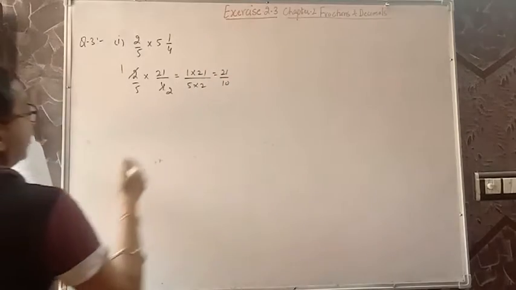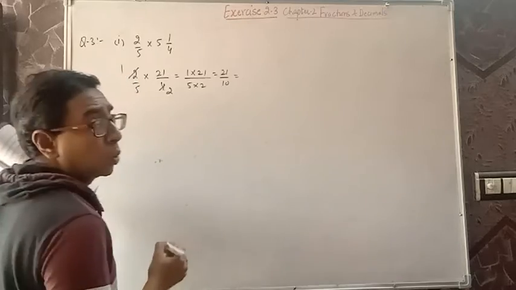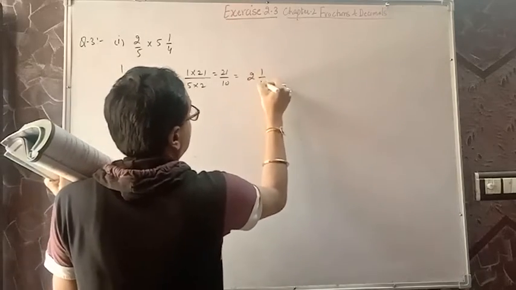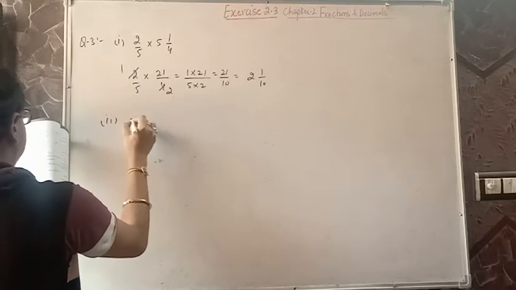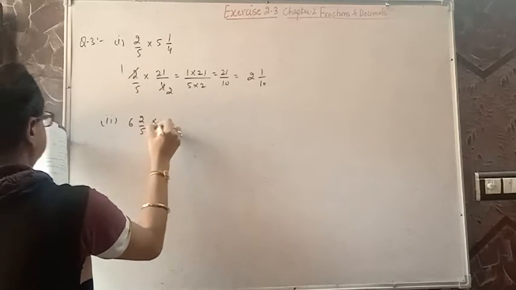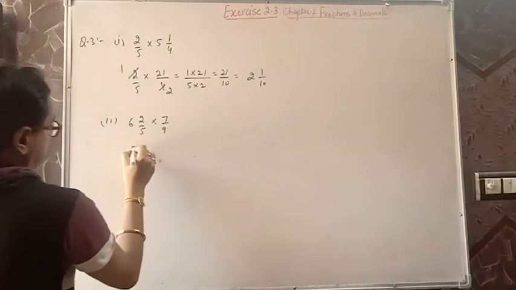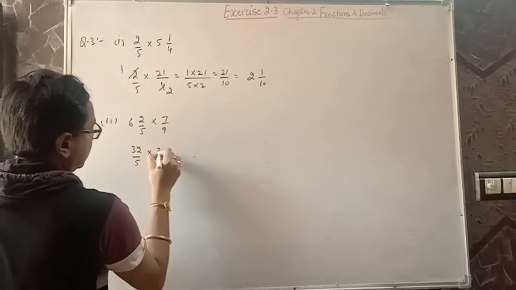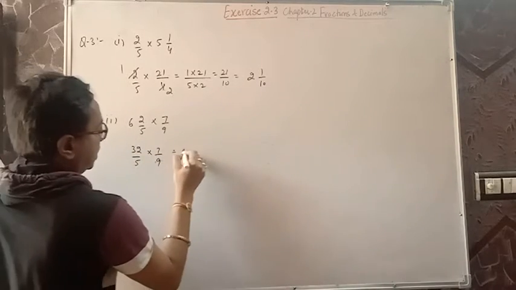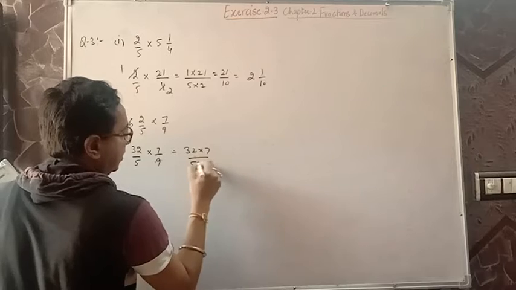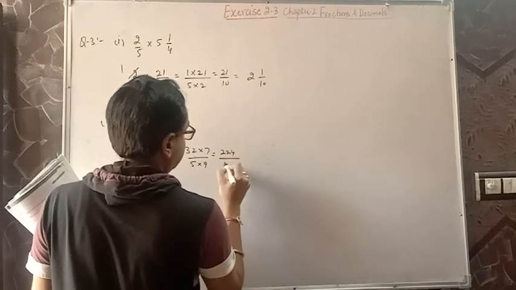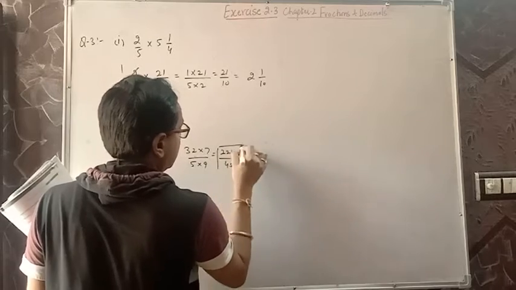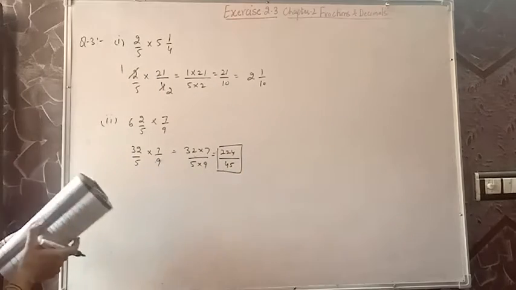Here, if you want to convert into mixed fraction, you can. That's not a problem, because this is in mixed fraction, so you can do that also. Second part: 6 2 by 5, 7 by 9. 32 by 5 into 7 by 9. So that becomes 32 into 7, 5 into 9. 32 by 7 becomes 224 and this becomes 45. Again you can reduce if you want.